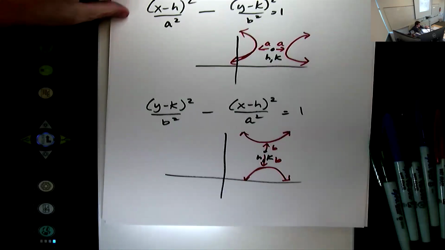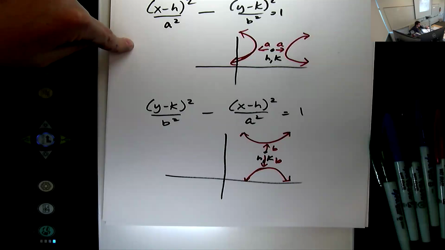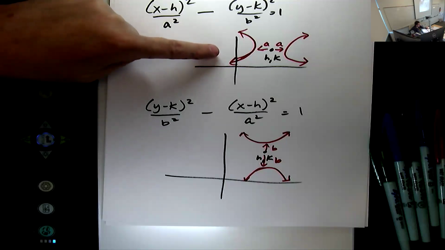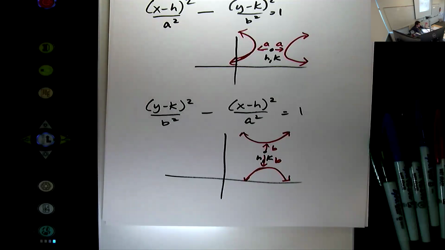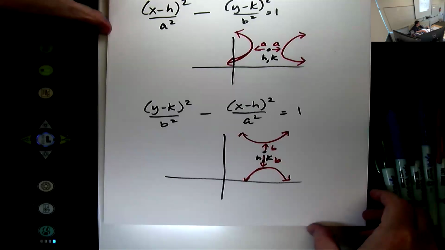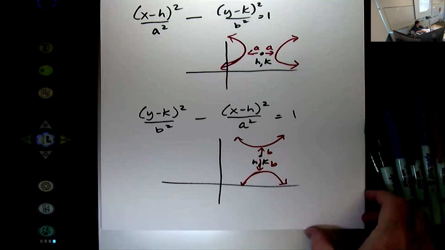This is the only difference between the ellipse and the hyperbola: this minus sign. And it completely changes the graph. Just one little minus sign changes everything. It's the wrench in the gears.